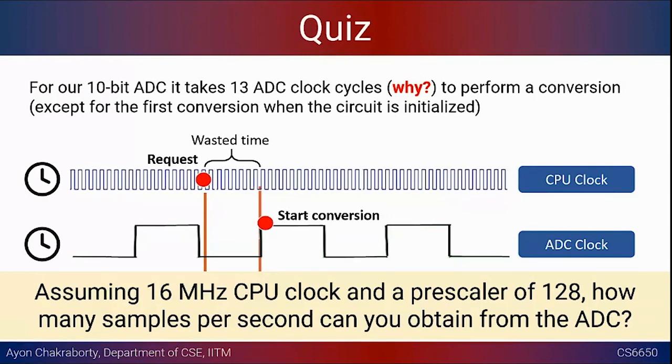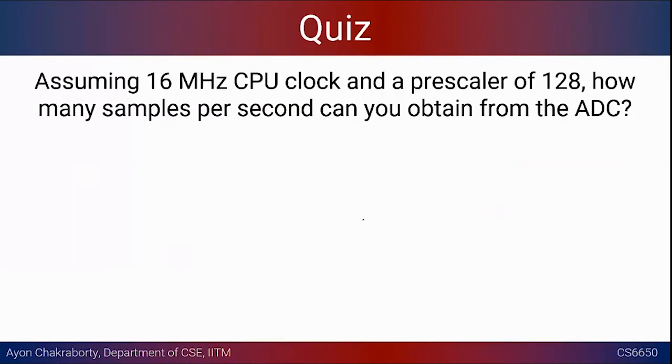One small question I want to ask you. Assuming there is a 16 megahertz CPU clock and a prescaler of 128, should we have an idea about how many samples per second you should obtain from the ADC? Can you quickly think? Simple thing, right? 16 megahertz clock of the CPU, you apply a prescaler. Anybody wants to proceed with me? It's just a simple thing about what I just taught.